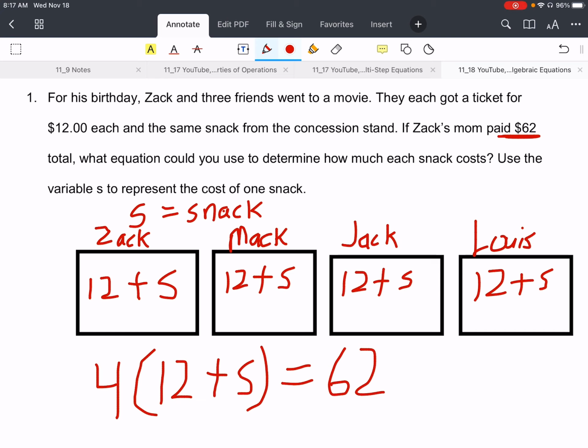So using this equation, we are able to figure out the cost of one snack. Don't worry about solving it. We're going to have these same type of problems tomorrow, and you'll be solving these equations.